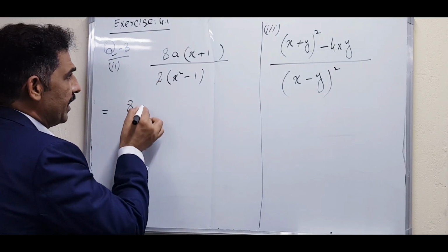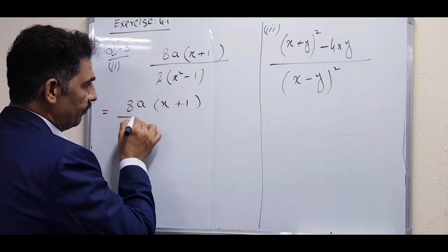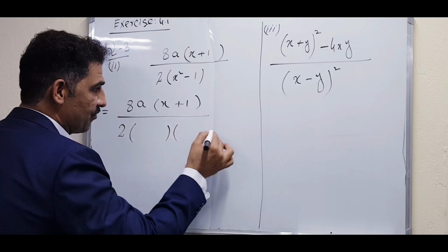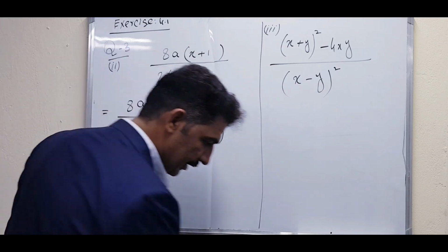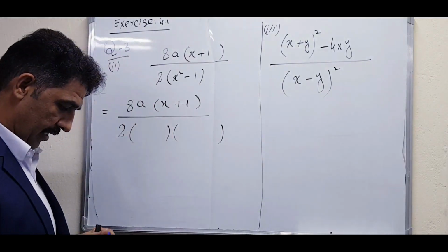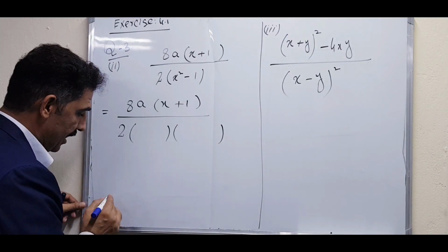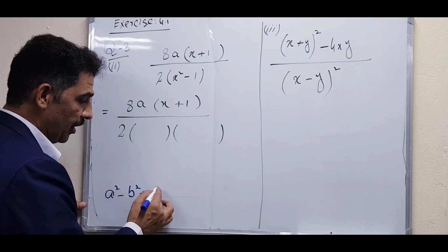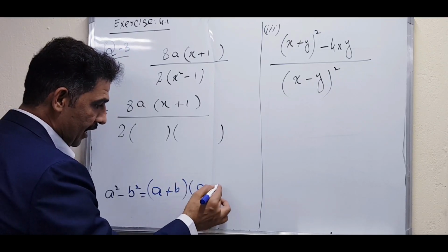So 8a, x plus 1 will remain the same, 2 will also remain the same. But here there is one formula we can apply. So what is that formula? Abdulaziz, give me the answer. Good. That is a square minus b square is equal to a plus b into a minus b.